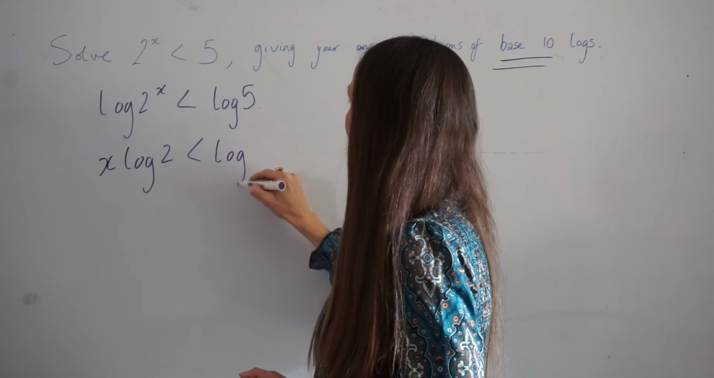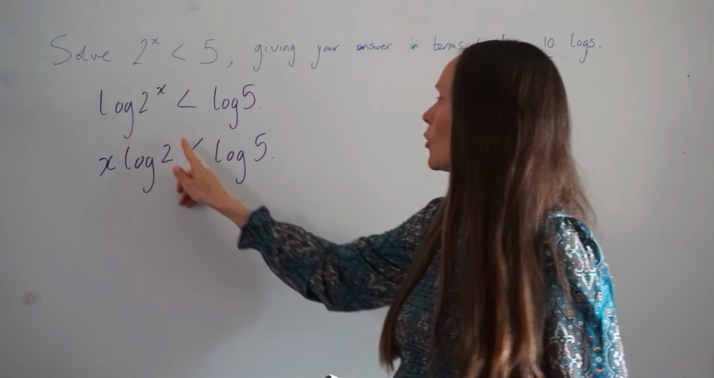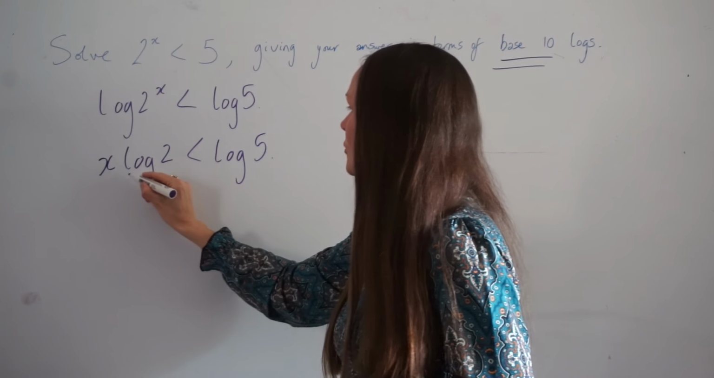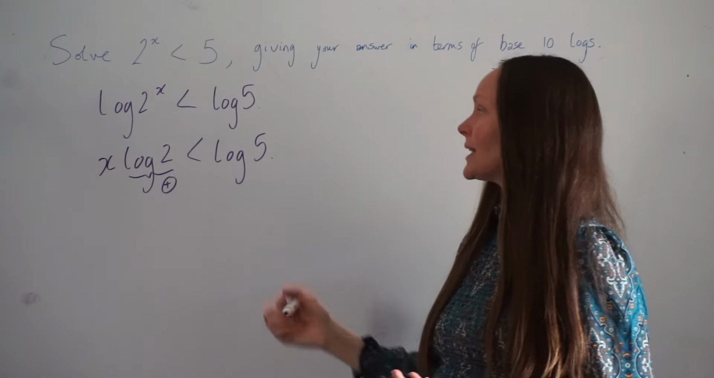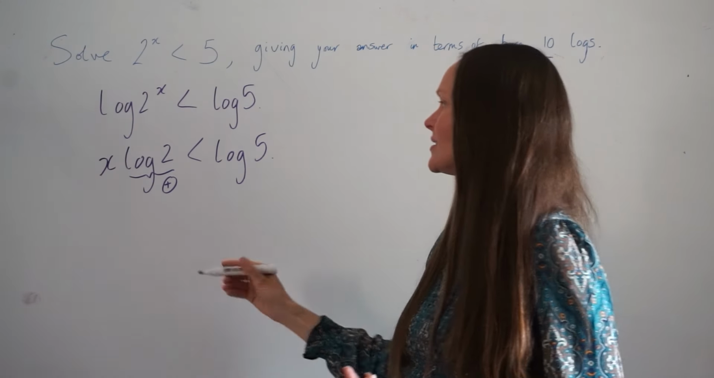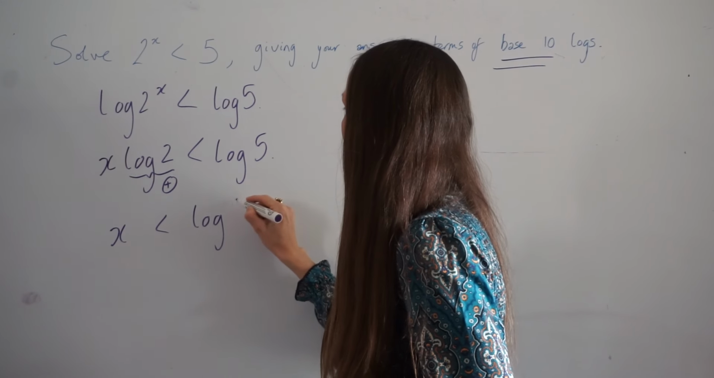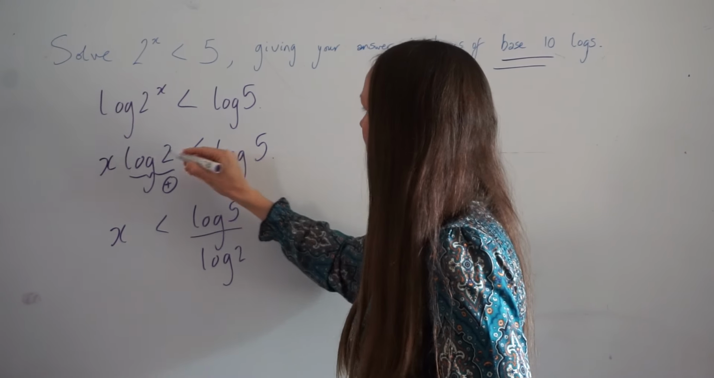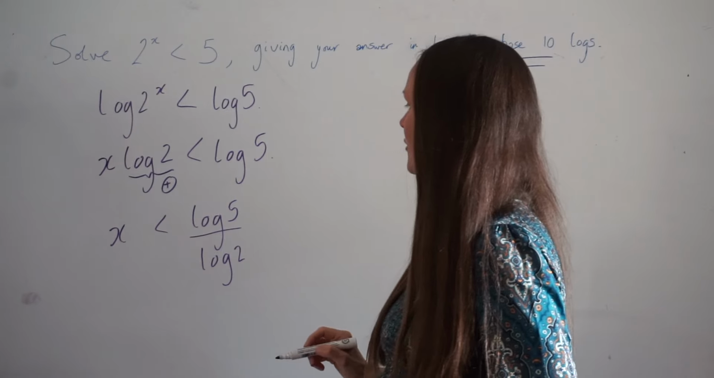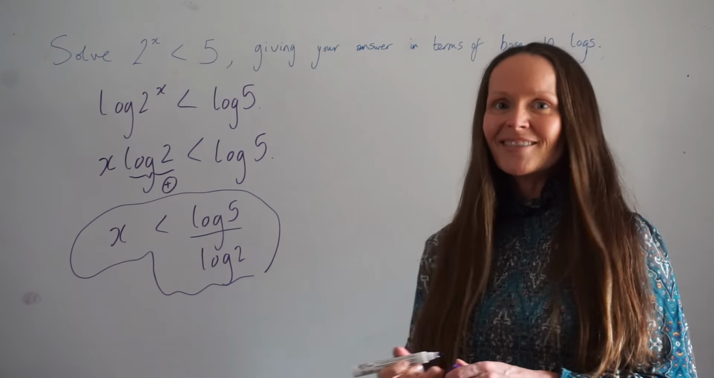And then the final step to isolate x is to divide everything by log 2. Now log 2 is a positive number, which means we keep the inequality symbol as it is. It doesn't reverse. And we know it's a positive number because the argument here, the number 2, is greater than 1. So that is the final answer for this example.